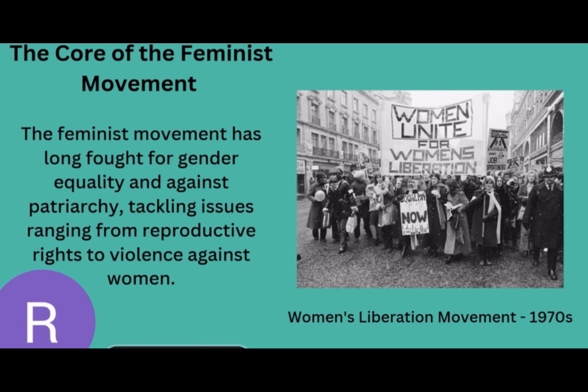The feminist movement has long fought for gender equality and against patriarchy, and it has been trying to tackle issues ranging from reproductive rights to violence against women. In this photo, you can see the Women's Liberation Movement from the 1970s, where they're fighting for equal education and job opportunities.